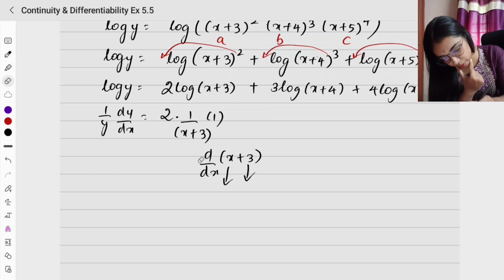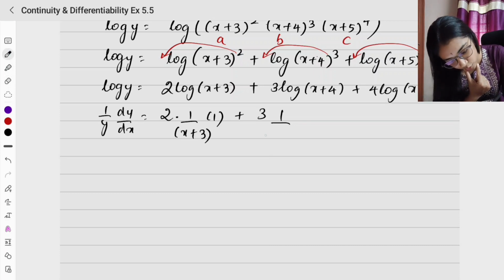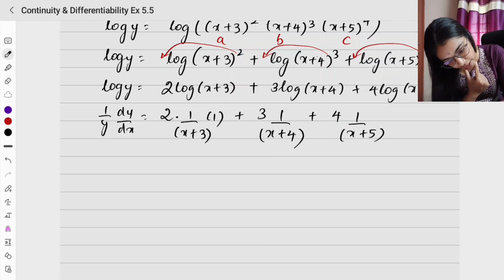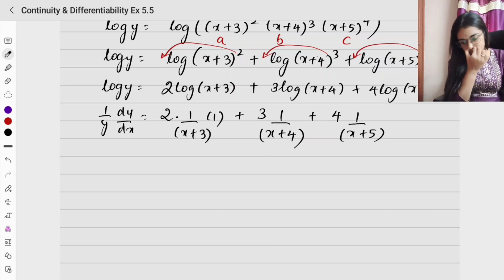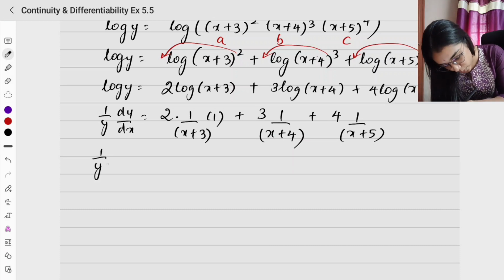So I'm not going to write that particular step. d by dx on it is understood. Plus 3 into 1 divided by (x+4) plus 4 into 1 divided by (x+5). So these are my denominator terms. Now, for dy by dx, shall we take the LCM first? So I have 1 by y times dy by dx. Why am I taking the LCM?